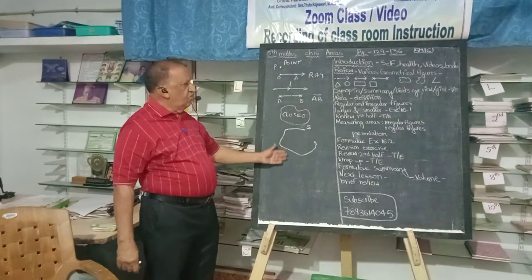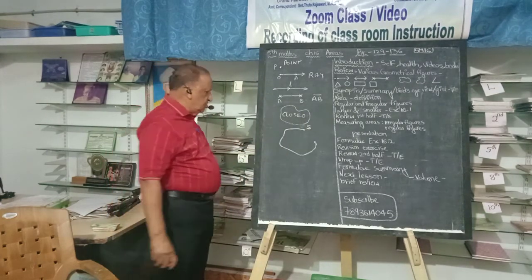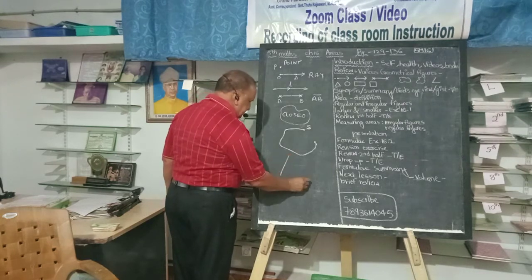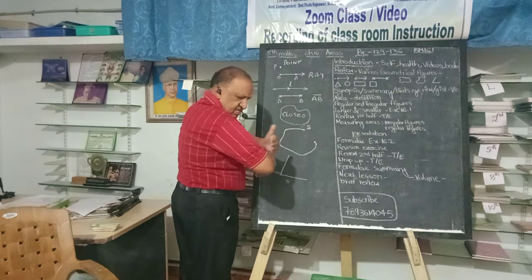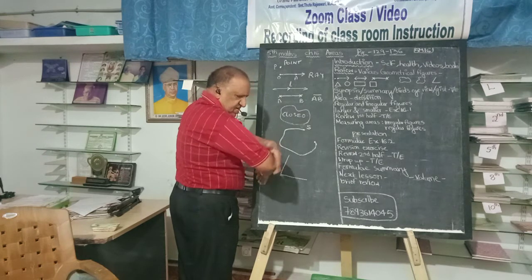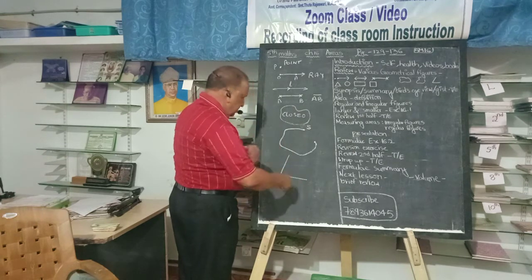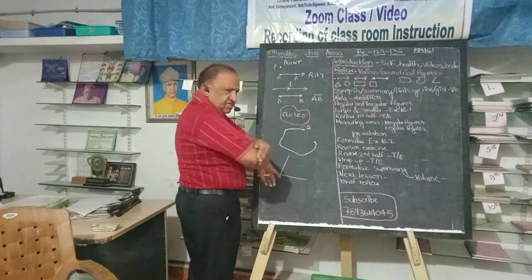So it is an open curve. And then also I told you about when two lines intersect. Let us say this is one line and this is another line. These two lines are intersecting at the elbow. So these two parts are intersecting at the elbow.